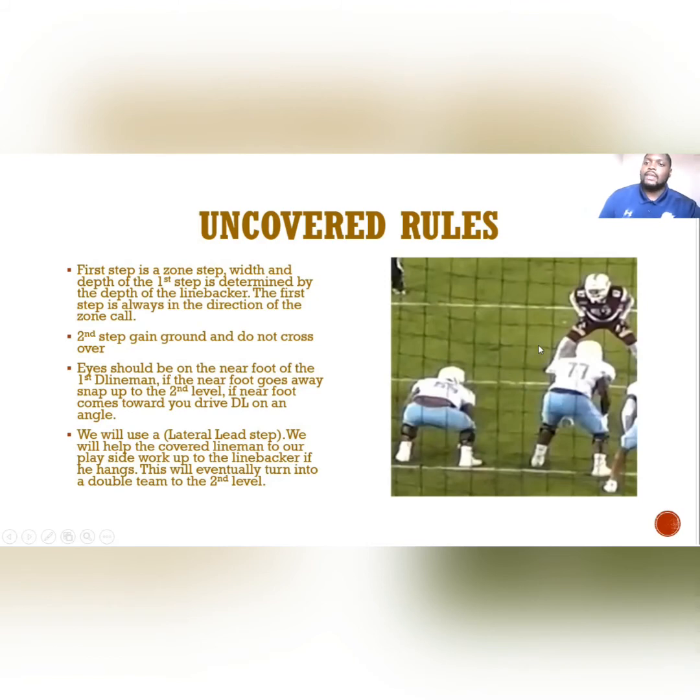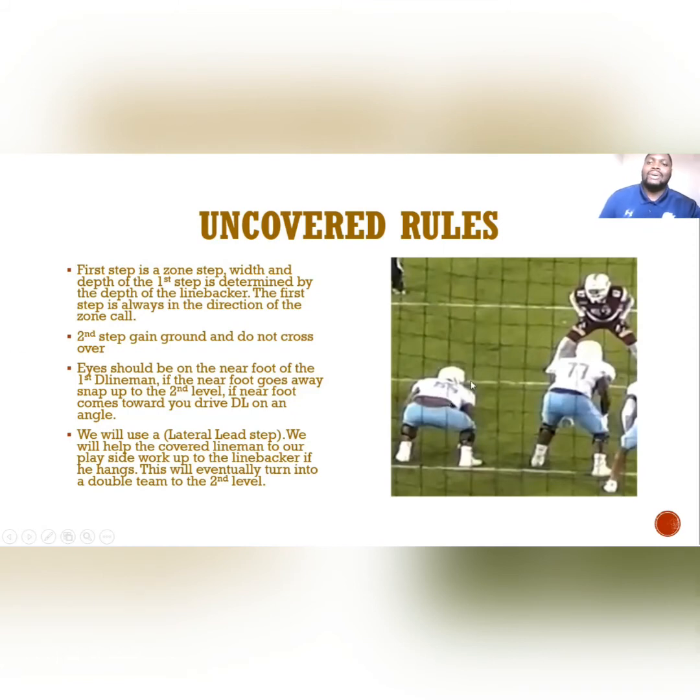All right. So he's either working a double team right here with this play side guard or a double team right here with the center up to this second level defender. All right. So his first step is going to be dependent upon how this guy is aligned. His second step, he's trying to gain ground and not cross over.